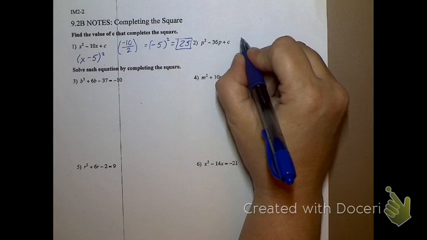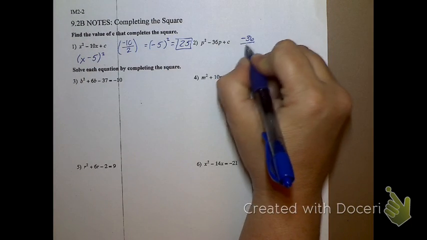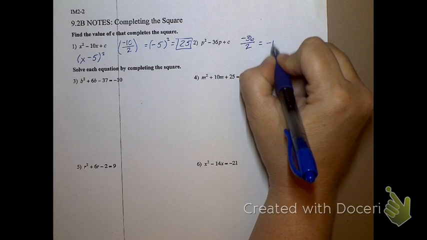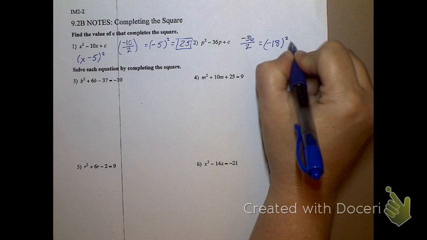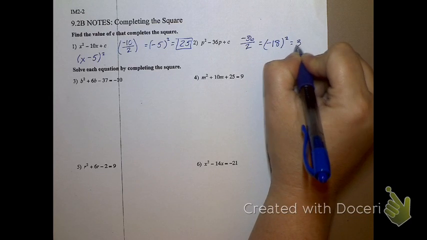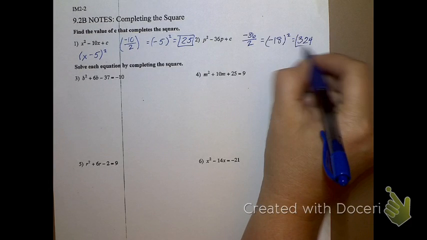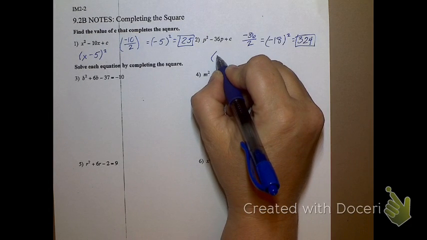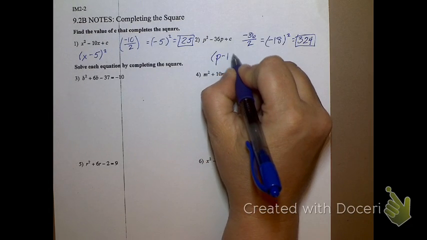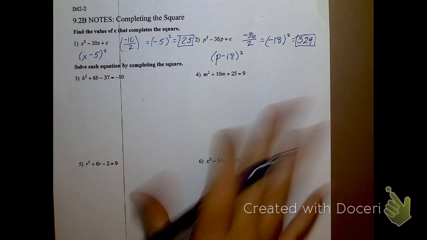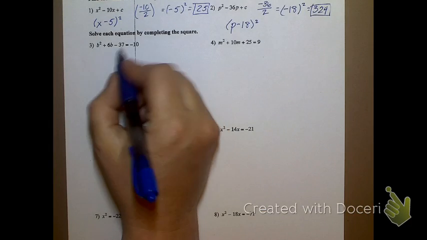Over here, I take negative 36 divided by 2. That gives me what? Negative 18. Negative 18 squared is 324. And if I had to factor this, it would factor into P minus 18 squared. So we all know how to do that, yeah? Yes. Okay. Number 3, what do I need to do to complete the square?